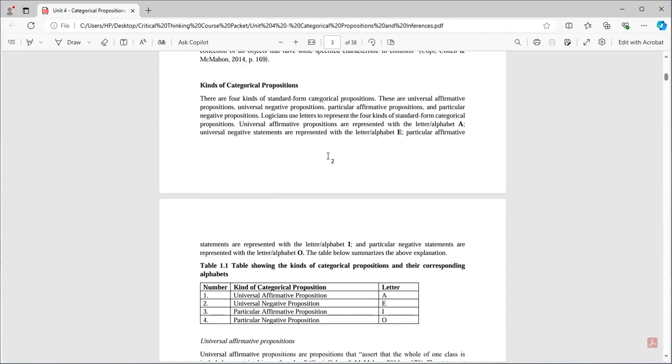Particular affirmative proposition is represented with the letter I, and particular negative proposition is represented with the letter O. So we have A for universal affirmative, E for universal negation, I for particular affirmative, and O for particular negation.